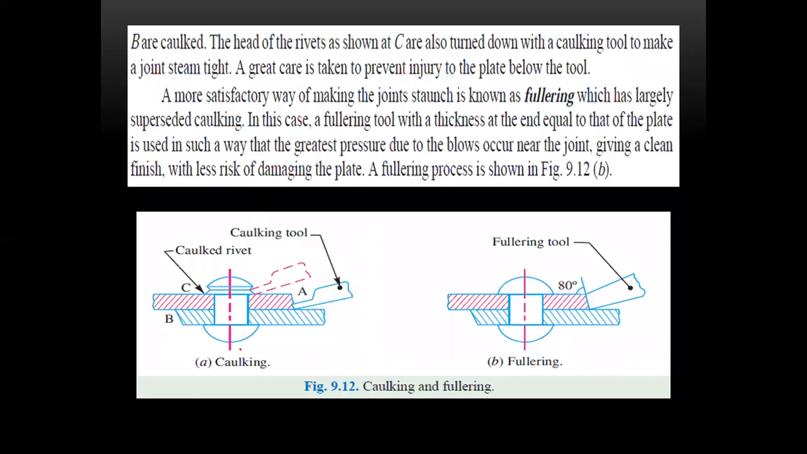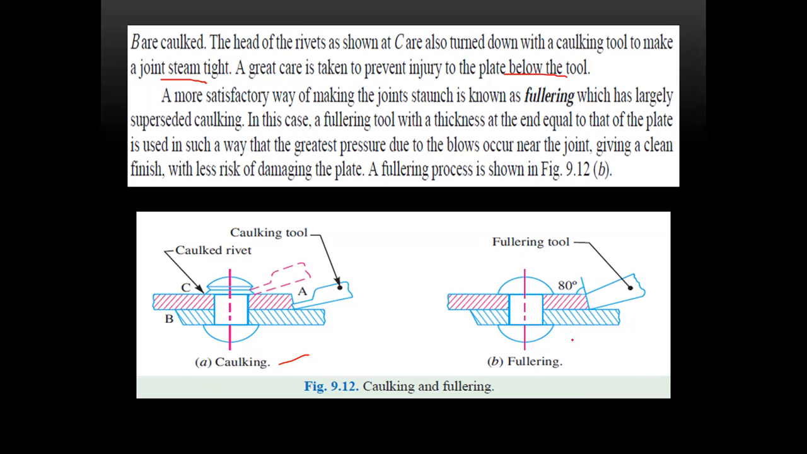So look. The caulking process happens like this. So here they will keep a caulking tool like this, right? This is a caulked rivet and they will press it. So here one setting, here one setting, it will press it and make the sheet airtight, right? So the B is caulked. The head of the rivets shown in the figure C are also turned down with the caulking tool to make the joint steam tight. A great care is taken to prevent the injury to the plate below the tool.